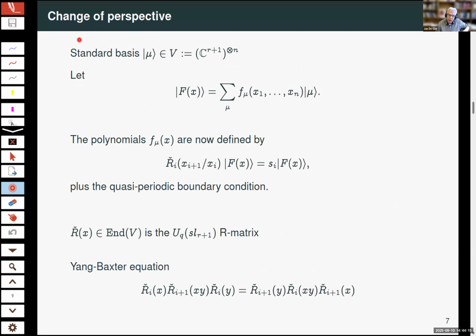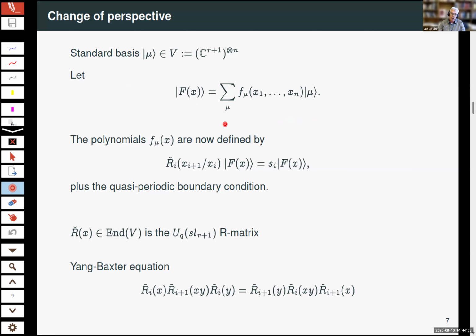So I want to now slightly change perspective and form this object here. So I'm going to look at the vector space spanned by n copies of C^(R+1) and take the standard basis in that vector space, and then take the vector that I call capital F here, which is the sum over all basis elements with coefficients, these polynomials f_mu, that are solutions of these Hecke relations.